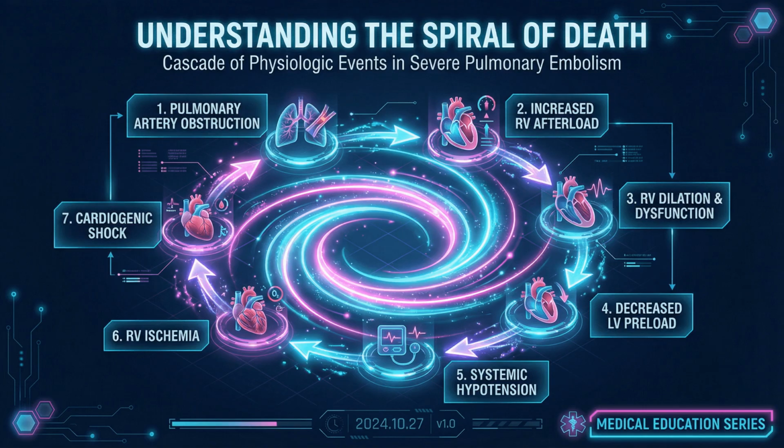This is decreased left ventricular preload. With less blood returning to the left heart, systemic blood pressure drops, leading to systemic hypotension. This hypotension, combined with increased wall stress, compromises the blood supply to the right ventricle itself, causing right ventricular ischemia. The ischemic ventricle becomes even less effective, spiraling the patient into cardiogenic shock. Understanding this sequence is crucial because it highlights why early intervention is life-saving. Interrupting this spiral can prevent irreversible cardiac failure and death.